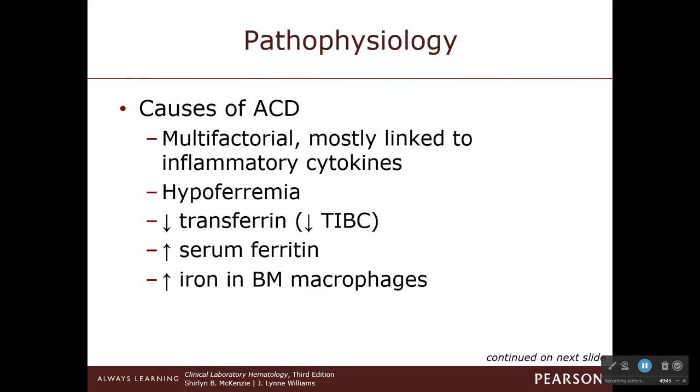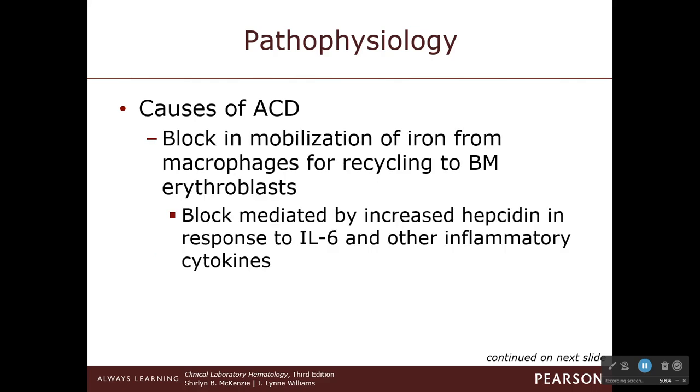So hypoferremia means a decrease in serum iron and decrease in transferrin. Serum ferritin goes up, not ferritin in the bone marrow, but serum ferritin, and then increased iron in bone marrow macrophages. Basically what happens, you have a block in the mobilization of iron from the macrophages for recycling to bone marrow erythroblasts. So this gets blocked. It's usually by interleukin 6. So the block is mediated by increased hepcidin. Remember what hepcidin does? It's a regulator of our iron absorption, right? So in response to interleukin 6, which is another type of cytokine, and then there's other inflammatory cytokines that cause us a problem.